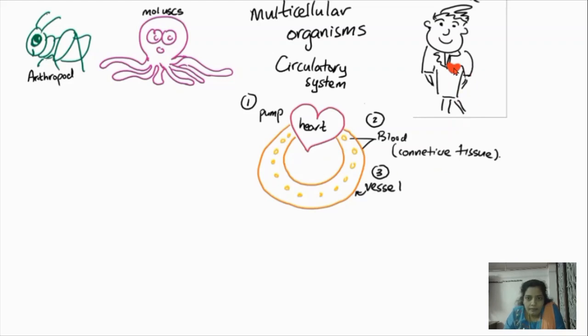Understood everyone? But in invertebrates there are no blood vessels, so that is the open type of circulatory system. In invertebrates there is no blood vessel, so that is the open type of blood circulatory system. Got it everyone? Once again we can see this.